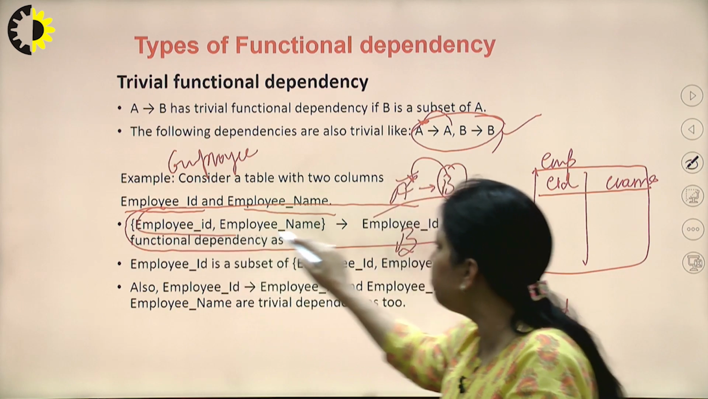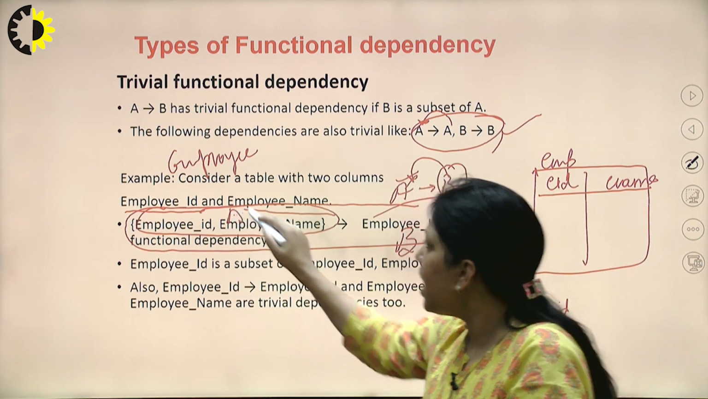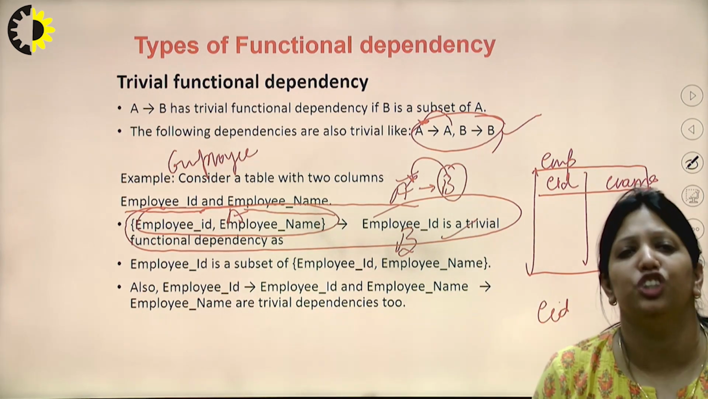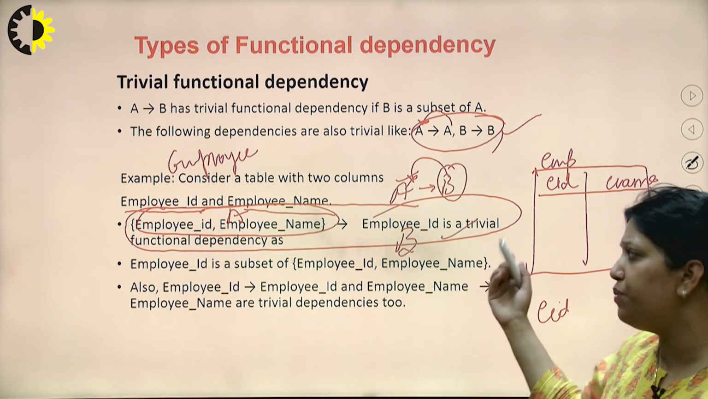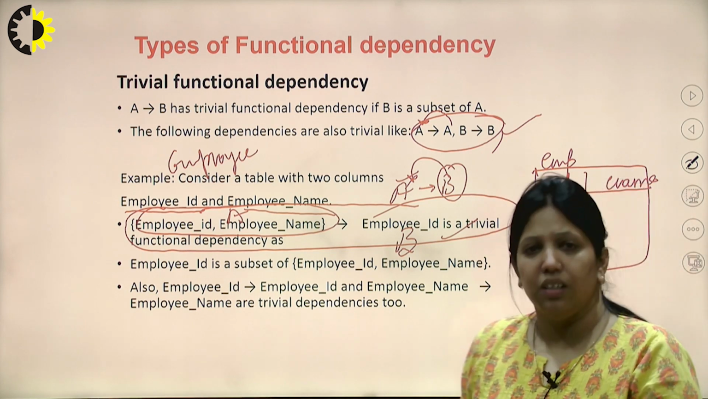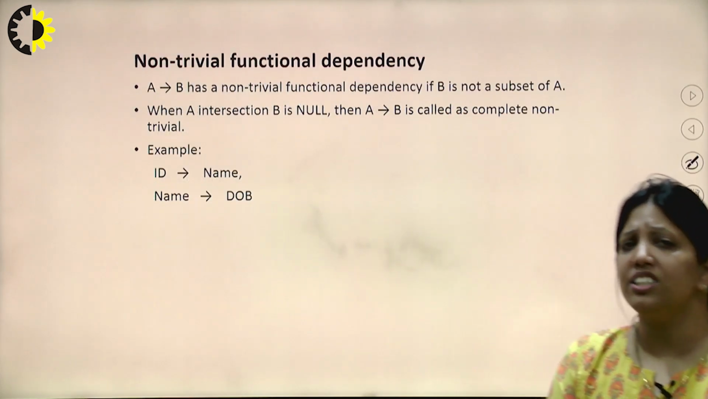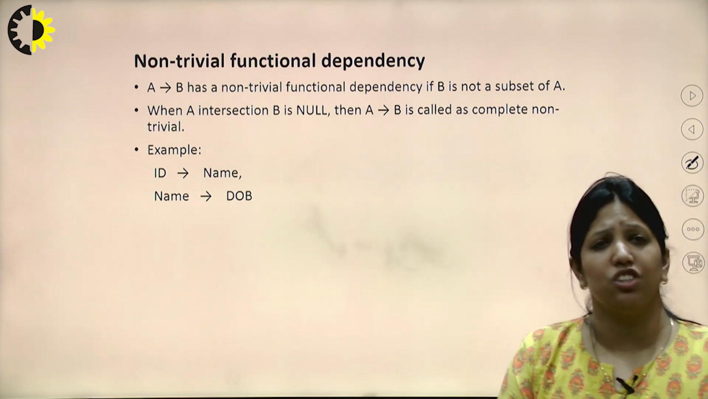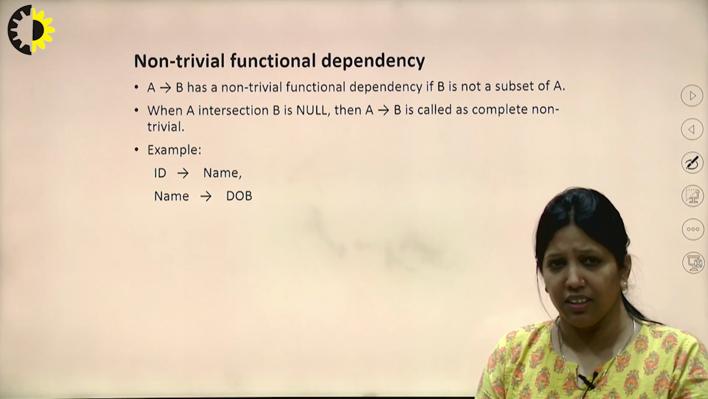These two attributes make A here, and B is a subset of A. Then we can say that this is a trivial functional dependency. Otherwise, this is a non-trivial functional dependency. If B is not a subset of A, then that is called the non-trivial functional dependency.